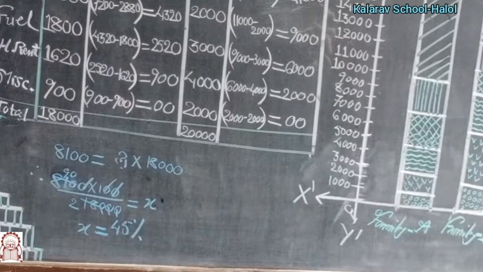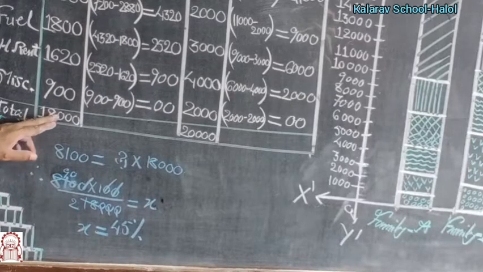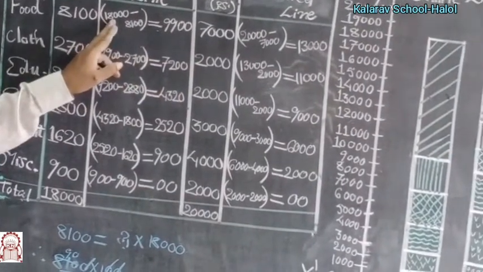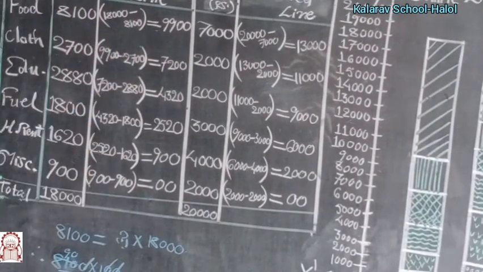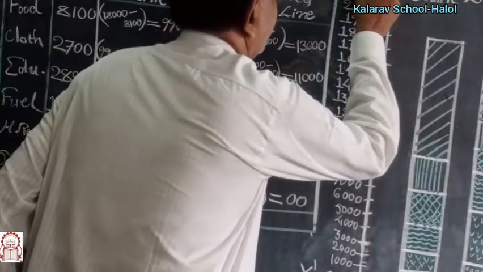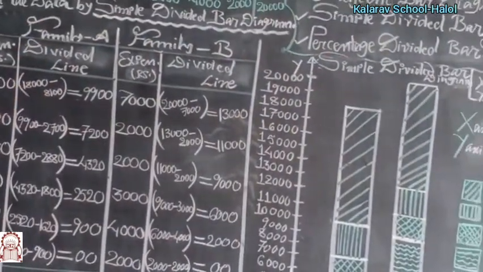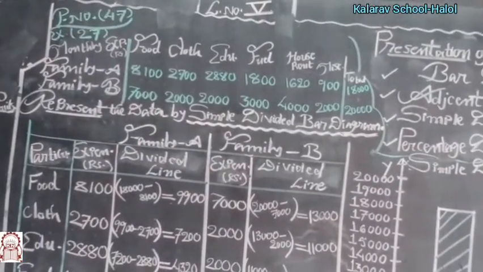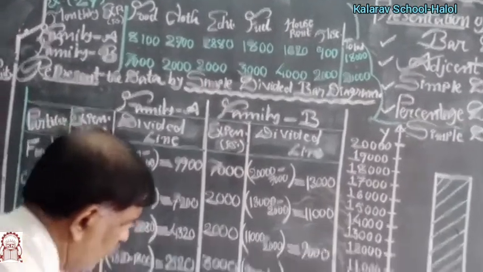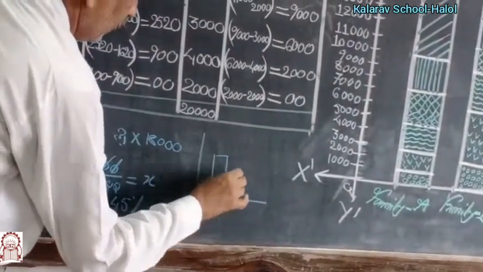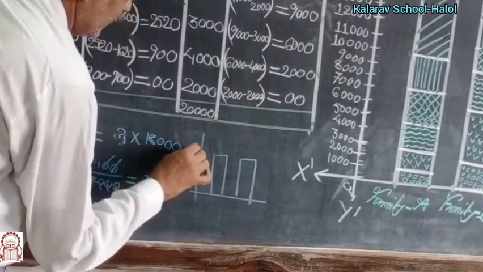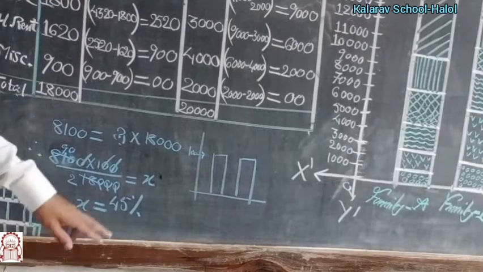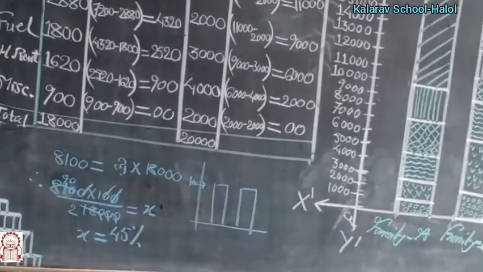So this is 45%. Then percentage wise, 100 minus 45 is 55. Here the total is 18,000, but the answer becomes a percentage. In which diagram? The percentage divided bar diagram. See example number 28 in these books. In the percentage divided bar diagram, the height of the two columns remains the same, because total expense is 100 percent. If you represent the data in percentage, then the height of both columns is 100.